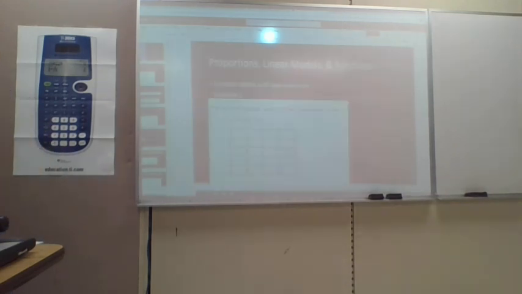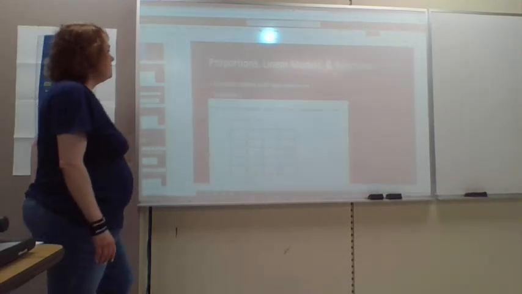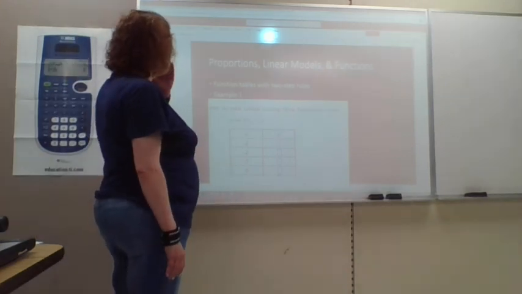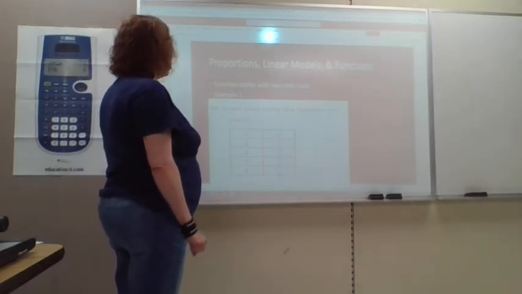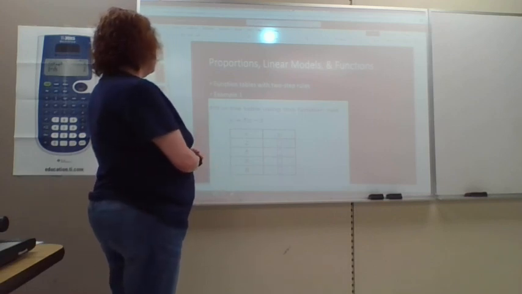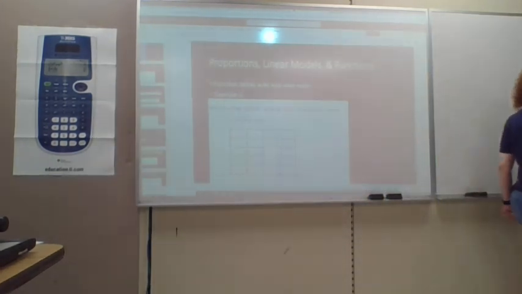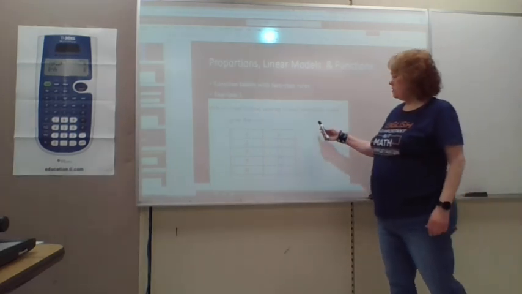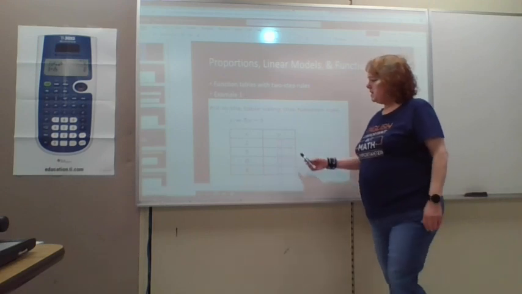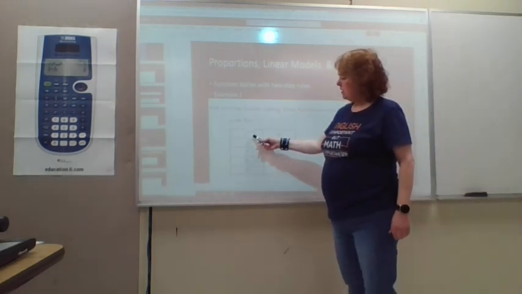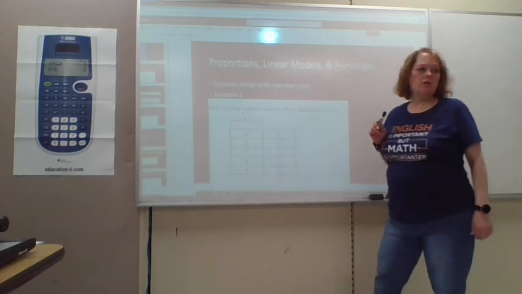Let's go ahead and look at my first example. This is proportions, linear models, and functions. We're going to be doing a function table with two-step rules. We're going to fill in the table using this function rule. So what you need to do is take each one of these x's, plug it in for x, and solve for y.